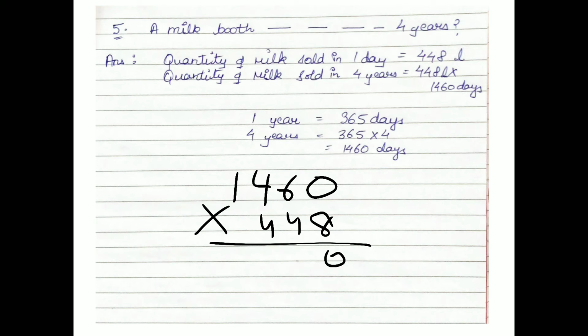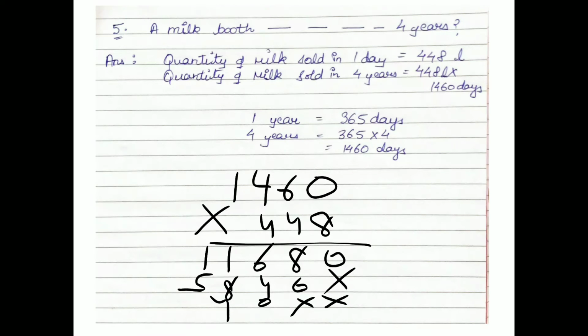Now you have to start multiplying it. 8 zeros are 0. 8 6s are 48. 8 4s are 32, 32 plus 4 is 36. 8 1s are 8 plus 3, it will be 11. Now do with 4. 4 zeros are 0. 4 6s are 24. 4 4s are 16 plus 2, 18. 4 1s are 4 plus 1, 5. So again 0, 4 will come here, 8 and then 5.